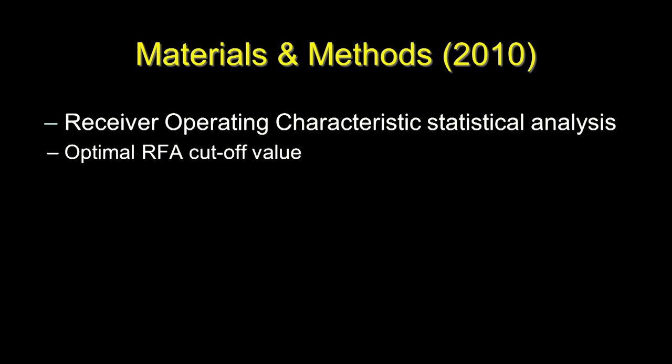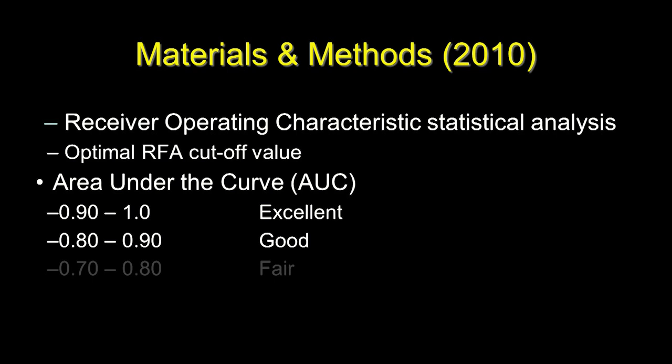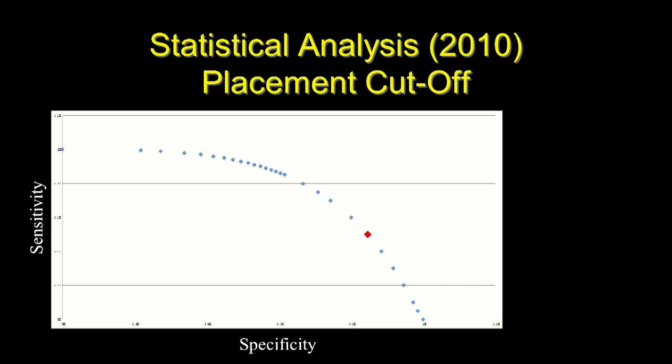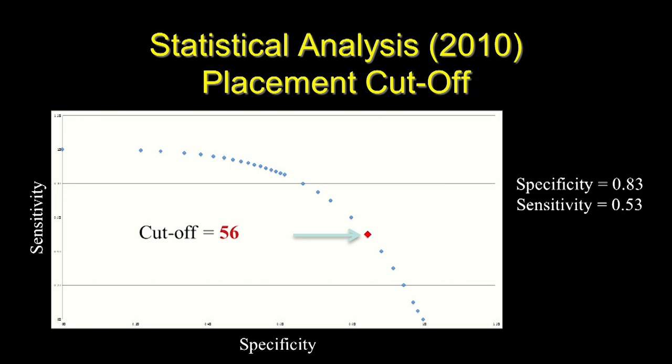What we looked at was the receiver operating characteristics, in other words, the true value of that statistical analysis. We tried to identify what we call the optimal RFA cutoff value. Looking at the area under the curve, remember that any measurement resulting in 0.9 to 1 was considered an excellent evaluation, 0.8 to 0.9 was good, 0.7 to 0.8 was fair, and so on. So in 2010, we identified a specific cutoff number of 56 for the placement protocol. Again, you can see that specificity dropped down to 0.83 and sensitivity went up to 0.53.